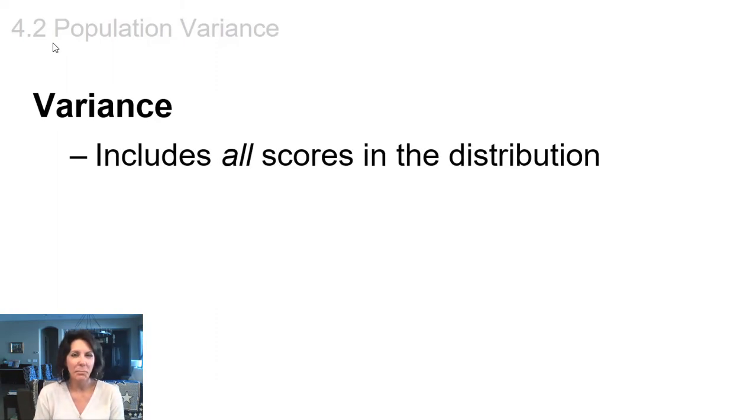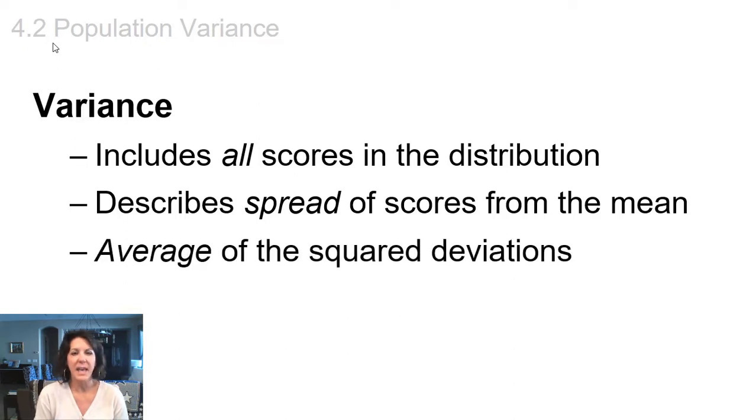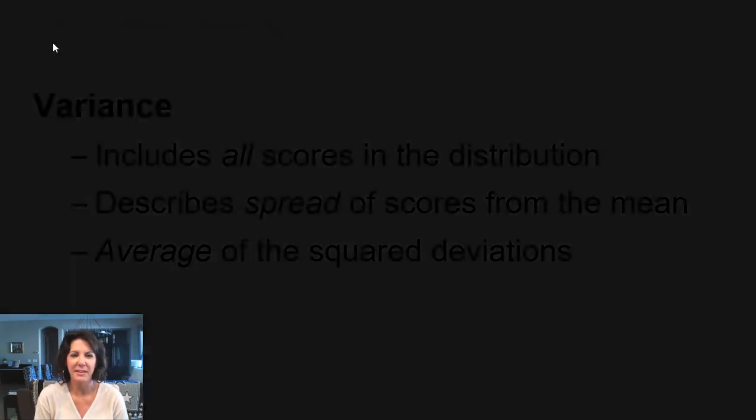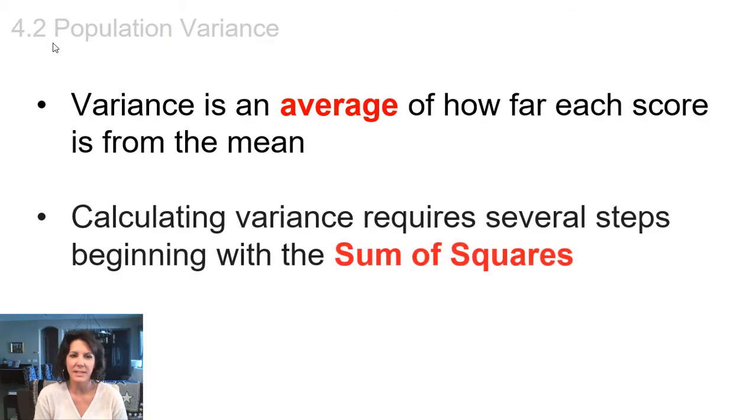Variance is preferred to range because it includes all of the scores in the distribution. And what it does, it describes the spread of the scores from the mean. And it really is the average of what we're going to call the squared deviations. Now that word squared deviations might not make sense right now, but we're going to talk about just what that is. So variance is an average of how far each score is from the mean. So think of that. Each score has a distance from the mean, and the variance is the average of those distances. So calculating variance requires several steps, beginning with something called the sum of squares.